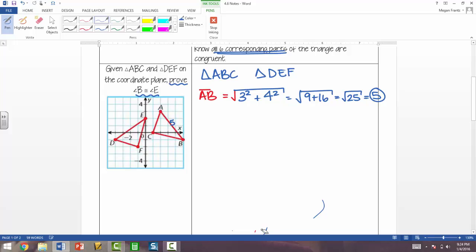Now we're just going to replicate that and do it for all the other sides. So let's find AC. So this is a 1 by 3. Those are the two numbers we're going to square and add together. So you end up with 10, which we can round to about 3.1.